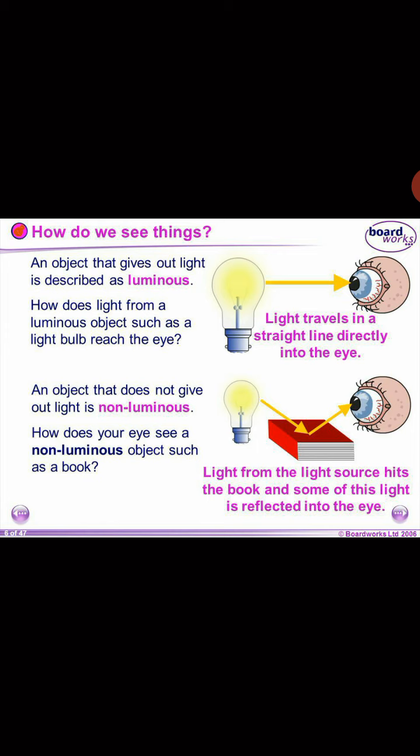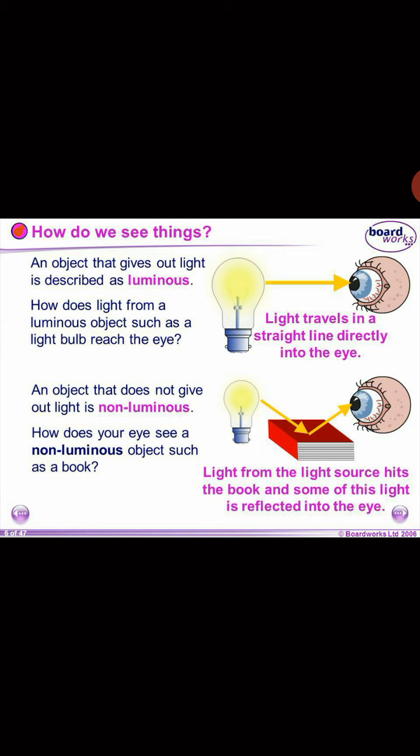When there is a luminous object, light travels in a straight line and directly enters our eyes. So we can see a luminous object. So from a luminous object, light travels in a straight line and reaches our eye.